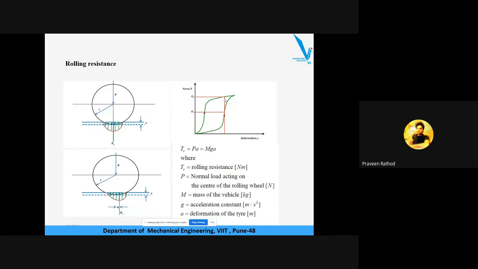When you see this figure and this figure, whenever we study rolling resistance, how are you going to differentiate them? Can anyone let me know what the difference is between this particular figure and this particular figure?